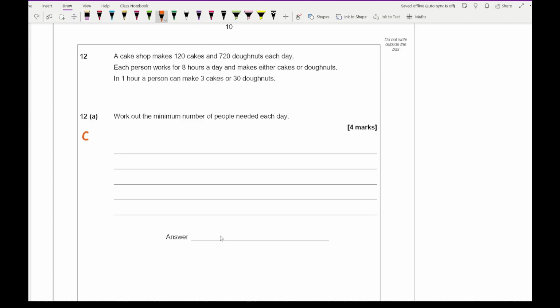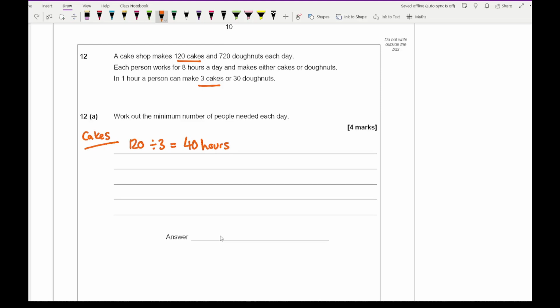So for this, let's just split this up into 2 categories. Let's have a look at the cakes. We want to make 120 cakes, and we know that in 1 hour you can make 3. So if I divide by 3, the number of hours I'm going to need to make 120 cakes is 120 divided by 3, which is 40. So I'm going to need 40 hours to do that.